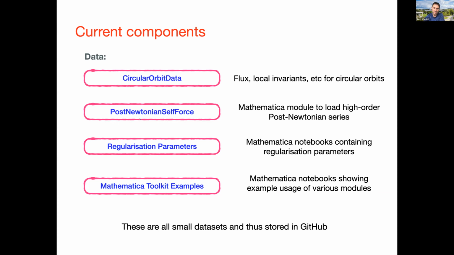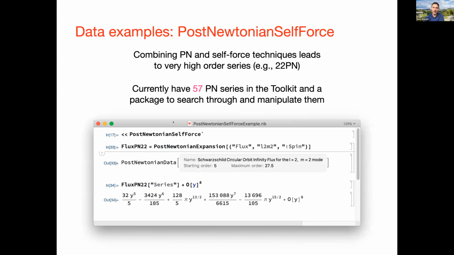So to pick out one of these, let's just have a look at the PostNewtonianSelfForce package. That's a collection of machine readable post-Newtonian expressions, but there's also a Mathematica interface to them. And this is, for example, how you might use that interface. You would load the package. You would then specify that I want the gravitational wave flux for the L equals 2, M equals 2 mode. And I don't want any spin, so a Schwarzschild case, and it'll load this object.